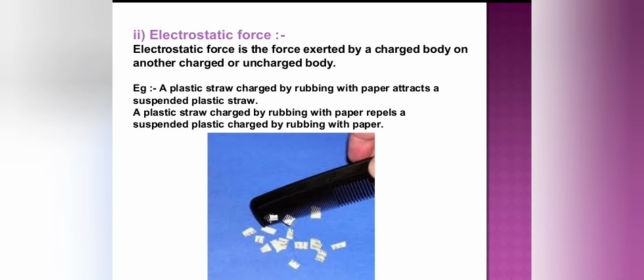Electrostatic force. Electrostatic force is a non-contact force and it is exerted by a charged body on another charged body or uncharged body. For example, a plastic straw charged by rubbing with paper attracts a suspended plastic straw. A plastic straw charged by rubbing with paper repels a suspended plastic straw charged by rubbing with paper.